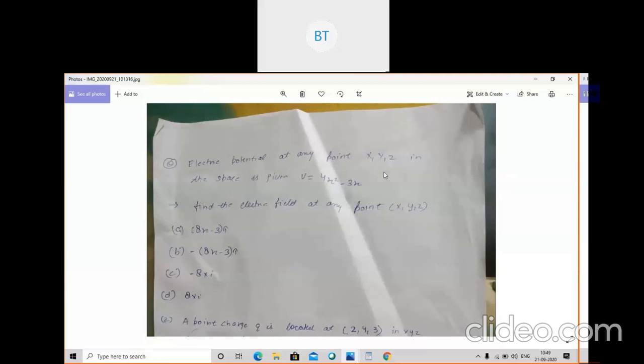So this is the first question. Is my screen visible? A option. Aditi told A option. Aditi, your answer is correct, but option A is not correct. I mean, some plus minus minus will be there. Correct, minus will be there. B option will be there.